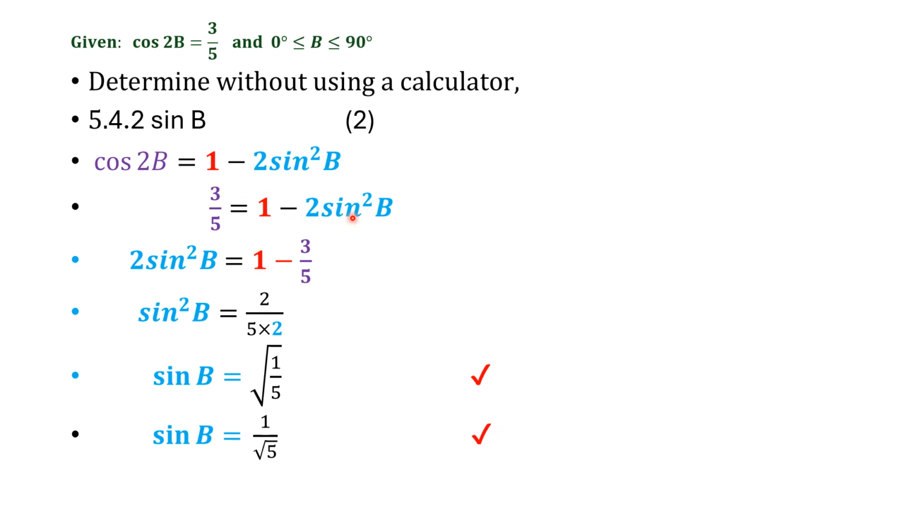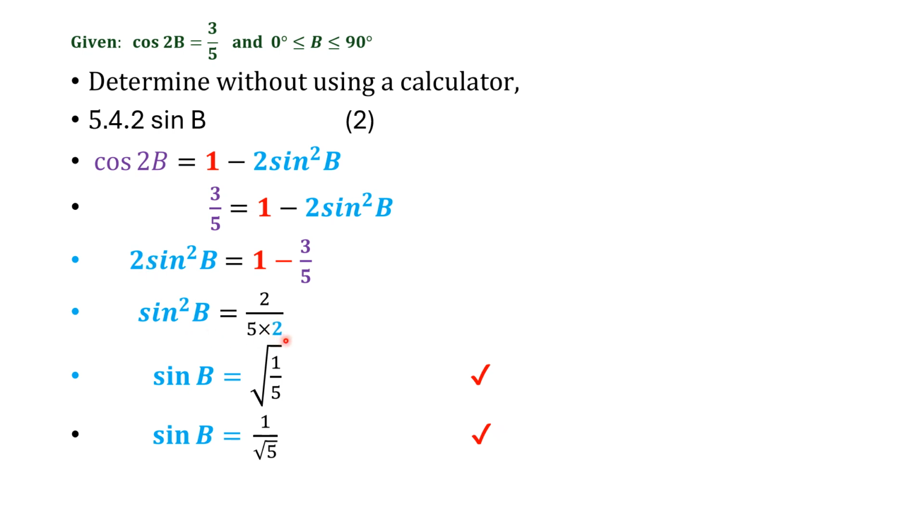Take negative 2 sine squared b across, it will become positive 2 sine squared b. 1 and 3 over 5 comes over, minus 3 over 5. Now remember, 1 is the same as 5 over 5. So 5 minus 3 would give me 2 over 5. But you have a calculator, I'm now just using my brain. So that means 2 times sine squared b. So to get rid of the 2, we're going to say divided by 2.